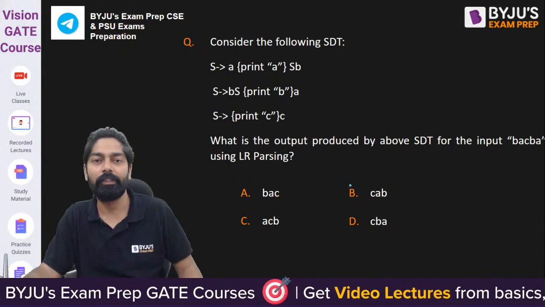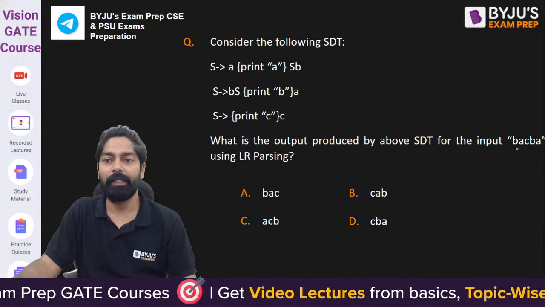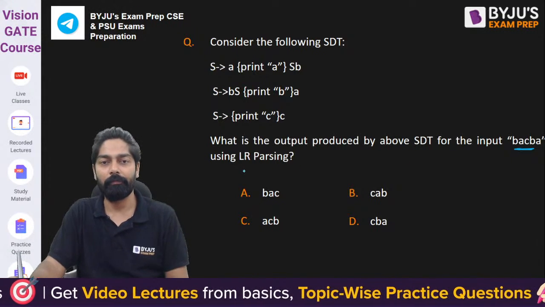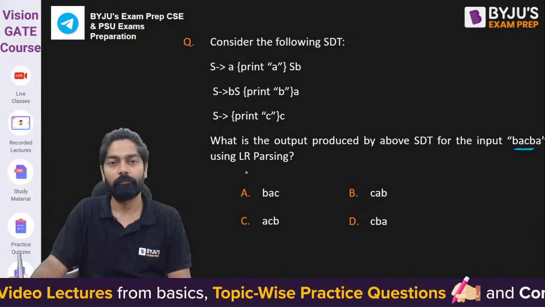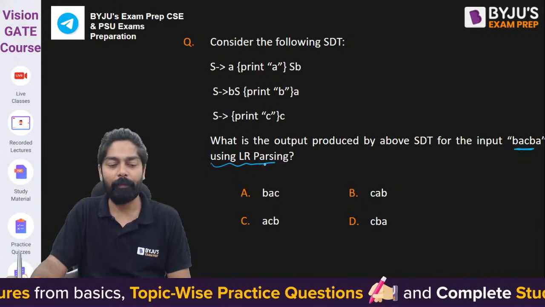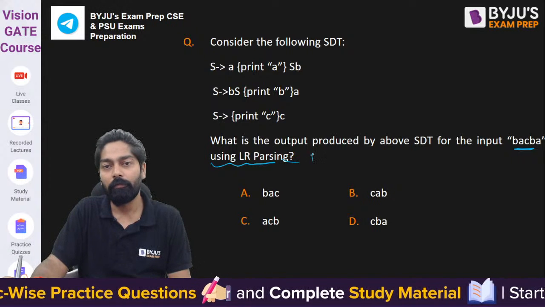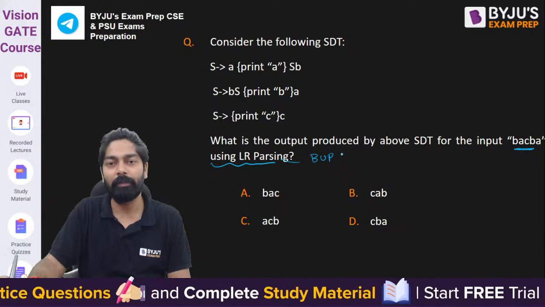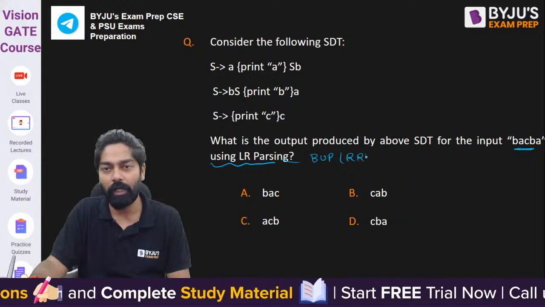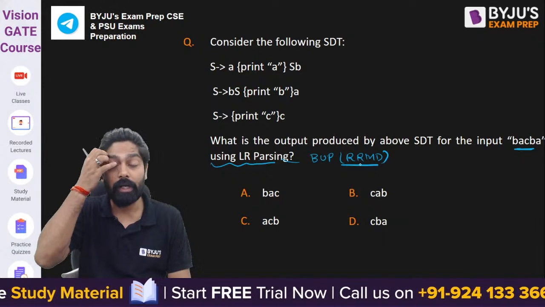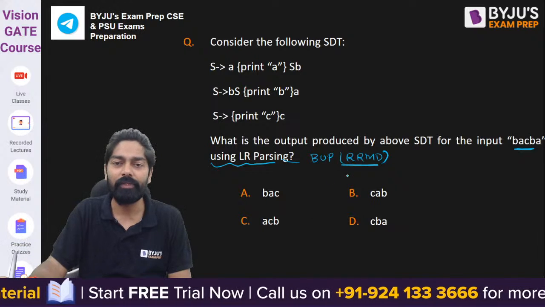Okay, what is the answer for this one? For this input BACBA, what will be the answer? Can you please tell me? Using LR parsing. LR parsing, everyone knows. LR parsing means you need to do a bottom up parser. Bottom up parser means reverse of rightmost derivation. RRMD we need to do. So either you can do rightmost derivation and just print the reverse.